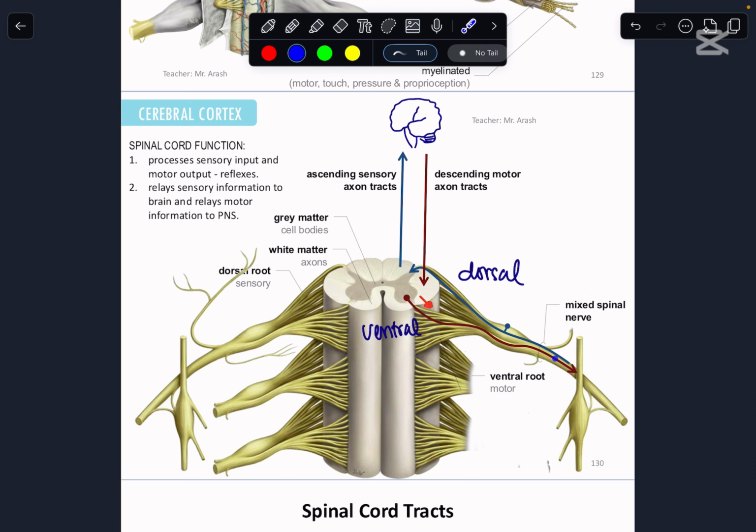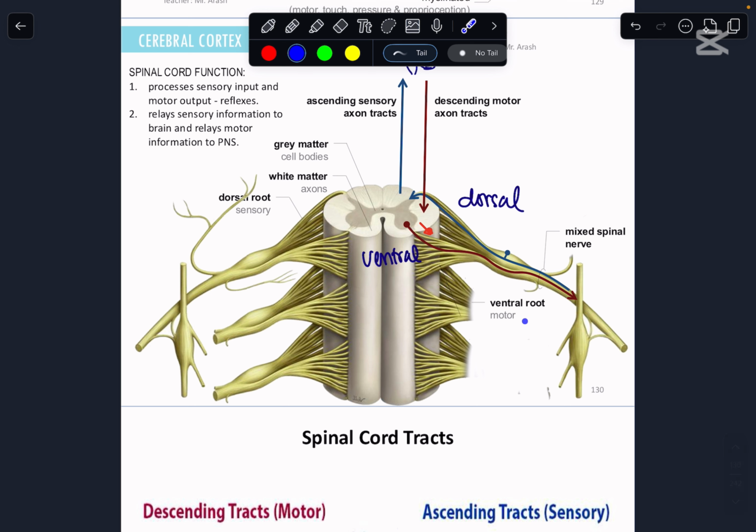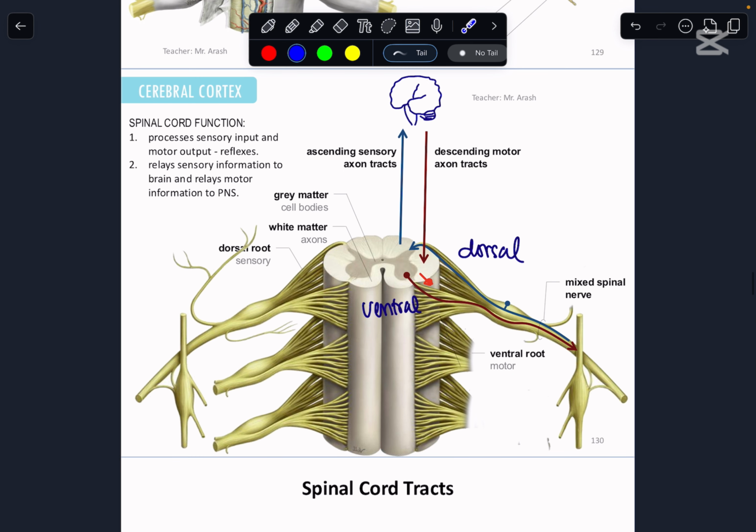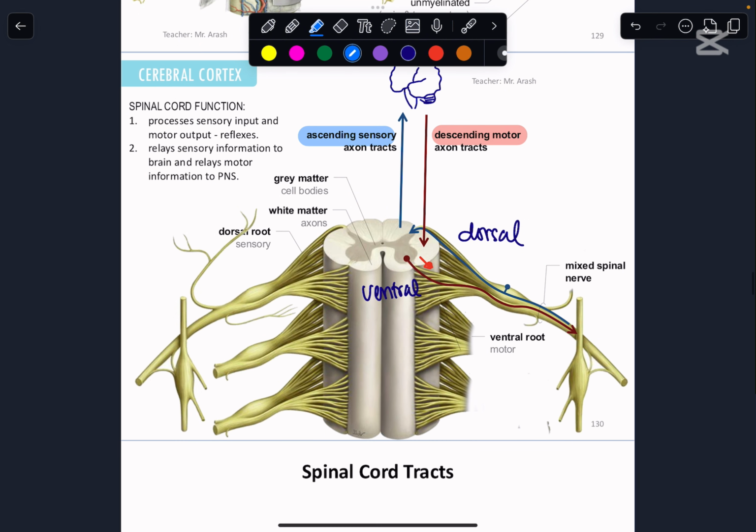And once it goes out, it basically merges to become one mixed nerve. If it's a motor that has to do with your sympathetic nervous system, it would form its ganglia here, right? And finally, these are what we call ventral root motors. You don't need to know that. The ones which I would highlight here would be descending motor neurons and then ascending sensory ones, and just understand that here you get a mixed nerve.